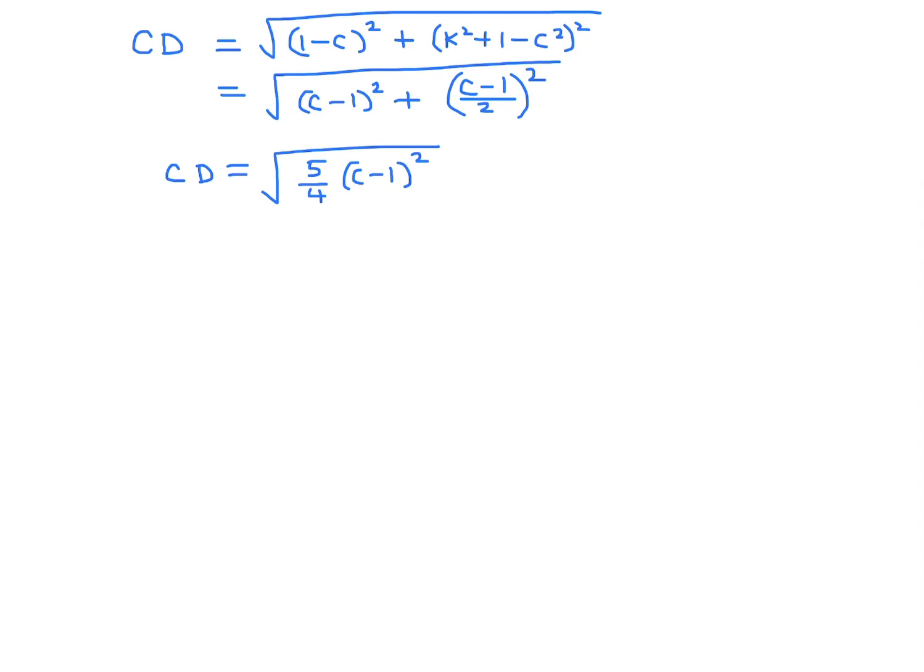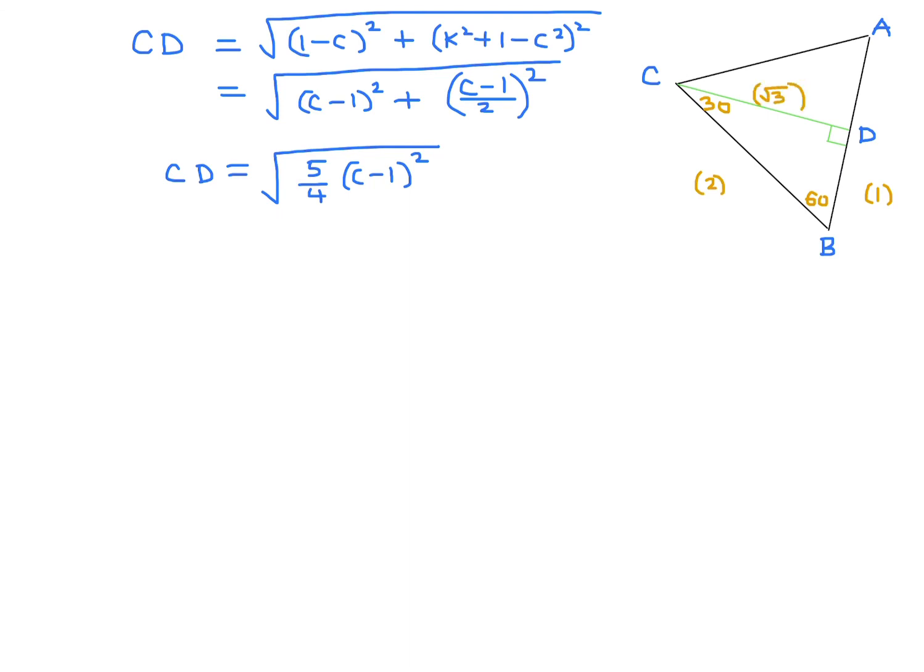Now before I figure out the length of AB, I want to revisit that triangle again to sort of hammer this concept home. So we had this equilateral triangle, correct? That was in our diagram. And this is, of course, going to be labeled in terms of its degrees. This is 60 degrees, this is 30 degrees. And the ratio of the sides, of course, is 1 right here. This is 2, and this green line is root 3.